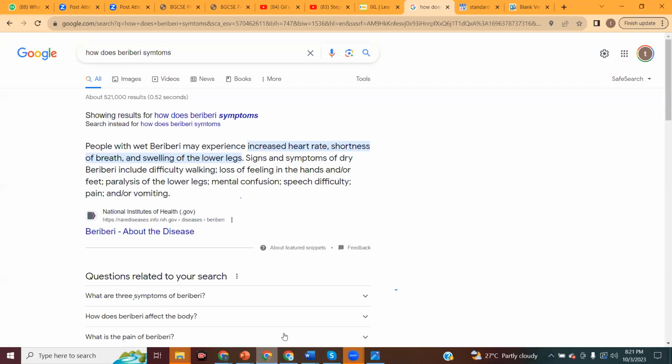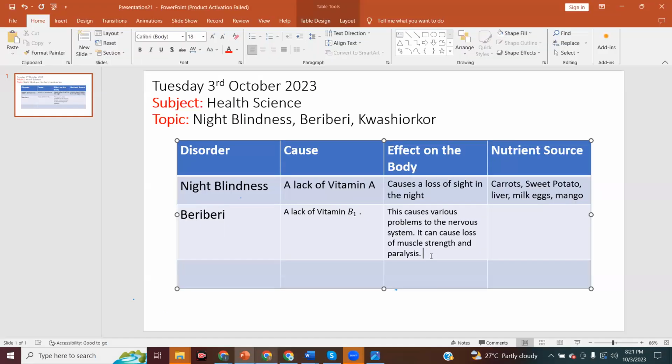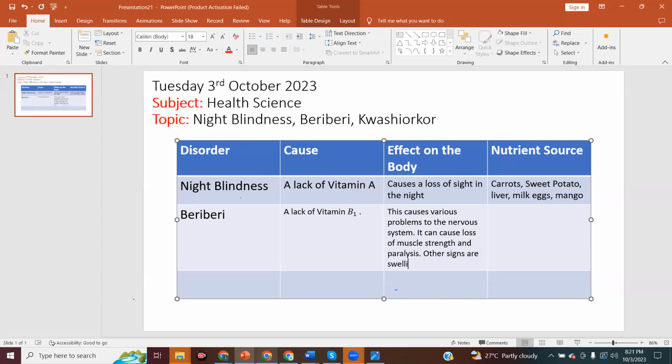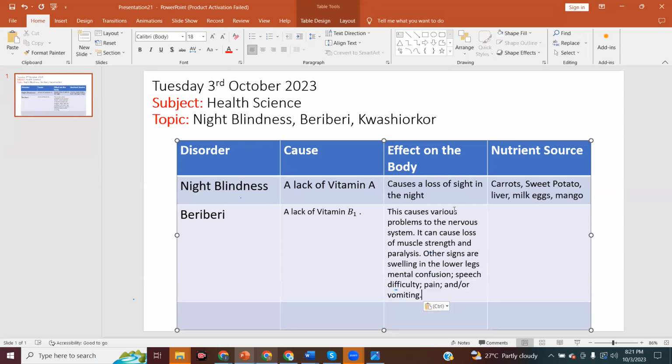Why would it be a good thing if you have swelling in the lower legs? Never mind. Other signs are swelling in the lower legs and mental confusion, speech difficulty, pain, and or vomiting.